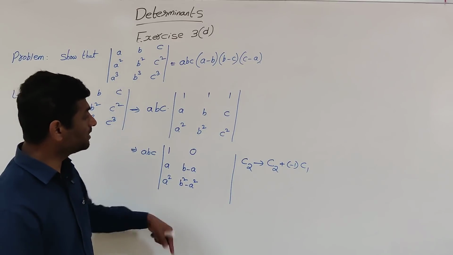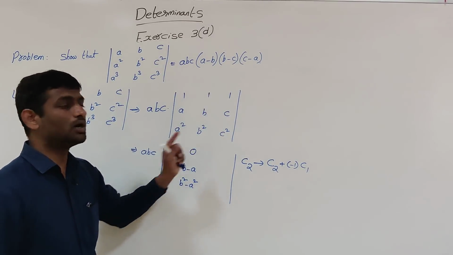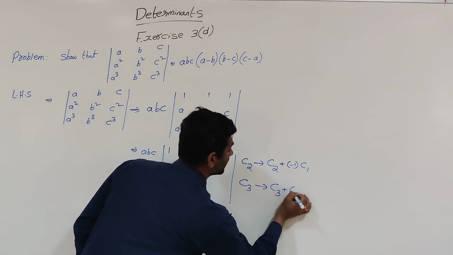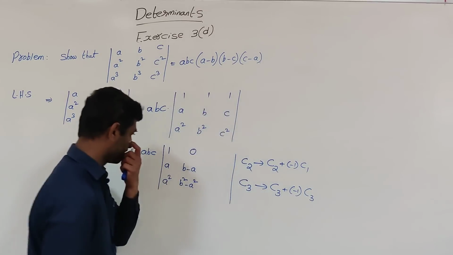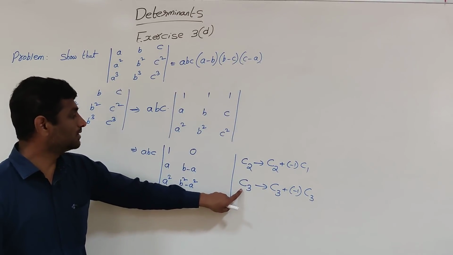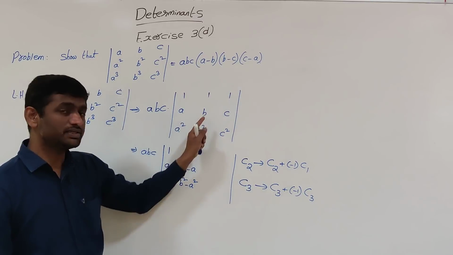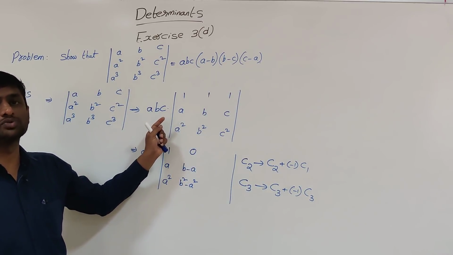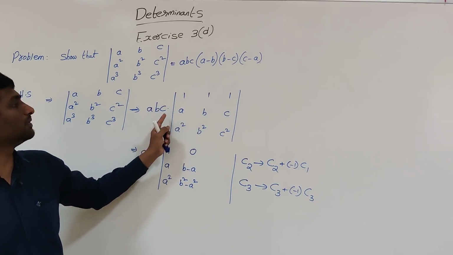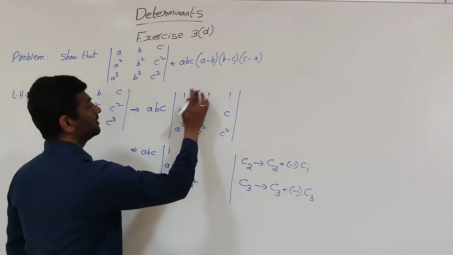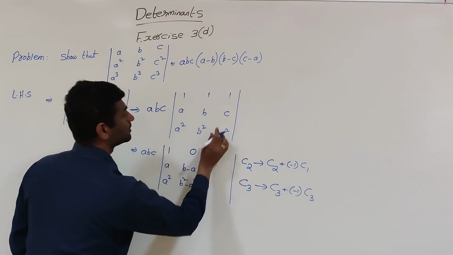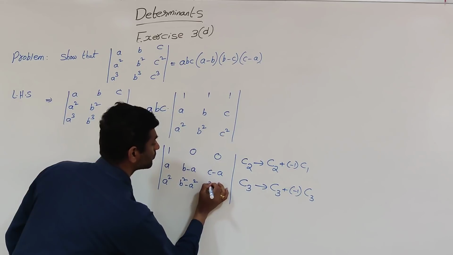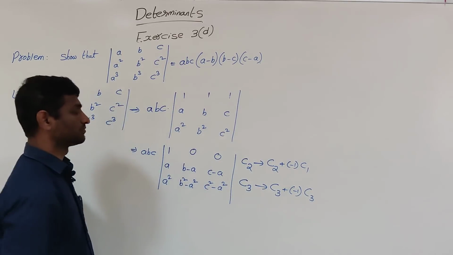Next, again we'll go for the third column. C3 is replaced with C3 plus minus 1 times C1. So again, the column 3 elements are added with minus 1 times the corresponding elements of column 1. So 1 plus minus 1, 0. C minus A, and it will be C square minus A square.